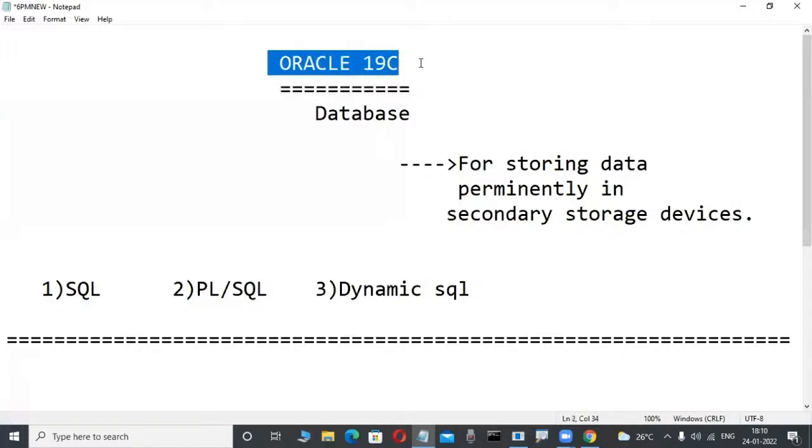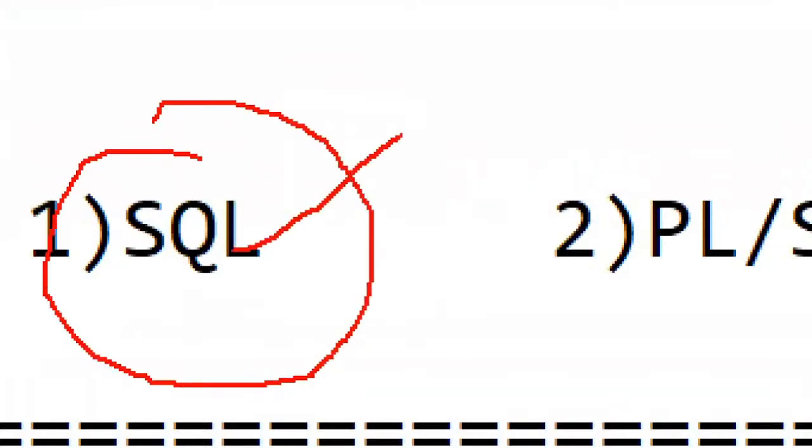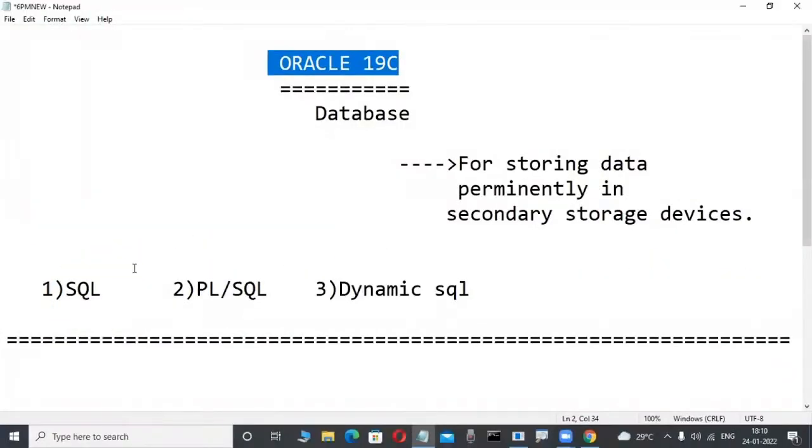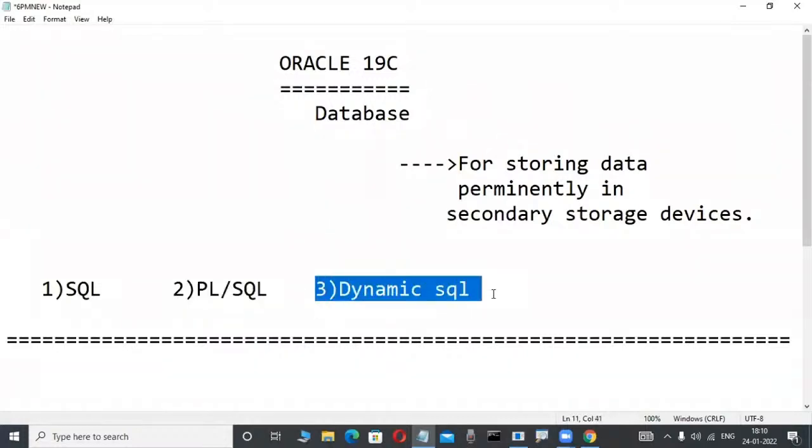So now, for these types of relational data model products, there is one universal language. What is that? SQL, Structured Query Language. But for the Oracle product, we are operating with not only the SQL language; three languages are there. One is SQL, another is PL/SQL, the procedural language extension for SQL. Another one is dynamic SQL.